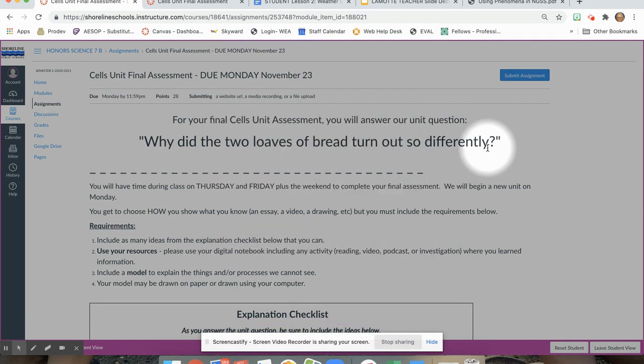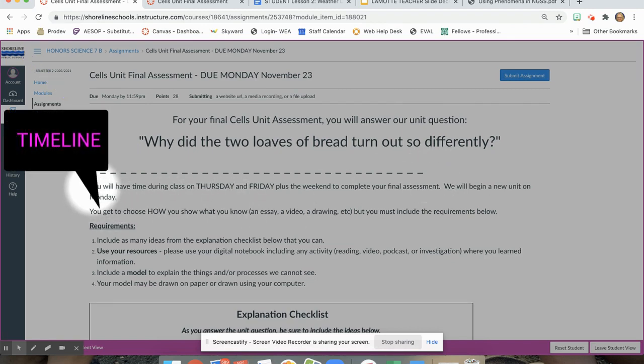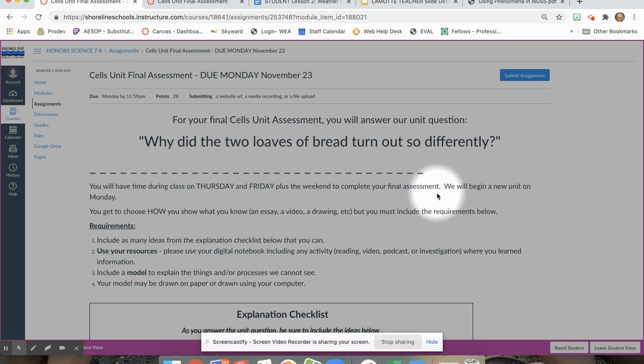So, for the final assessment, you're going to answer this question. Everything below this dotted line gives you details on how you're going to do that. So, first, this tells you your timeline. You will have time during class on Thursday and Friday, plus the weekend if you need it, to complete your final assessment. We are beginning a new unit on Monday, and therefore you will have no class time starting Monday to work on this assignment.